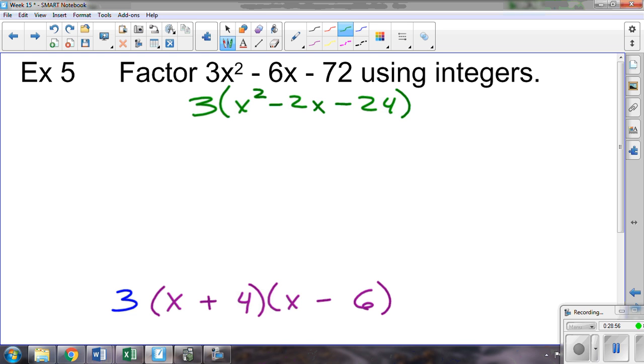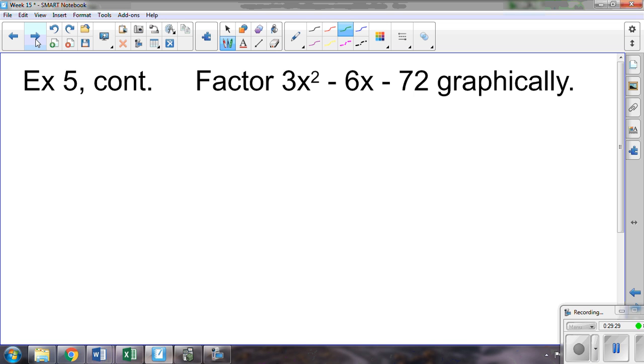If you recognize that all three of those coefficients had a common factor of 3, if you take out 3, you're left behind with this stuff, and then you're searching for two numbers that will multiply to -24 and add up to -2, and -6, and that's how you would have got it. More than one way to do it. But we already did the factoring graphically, so that's cool.